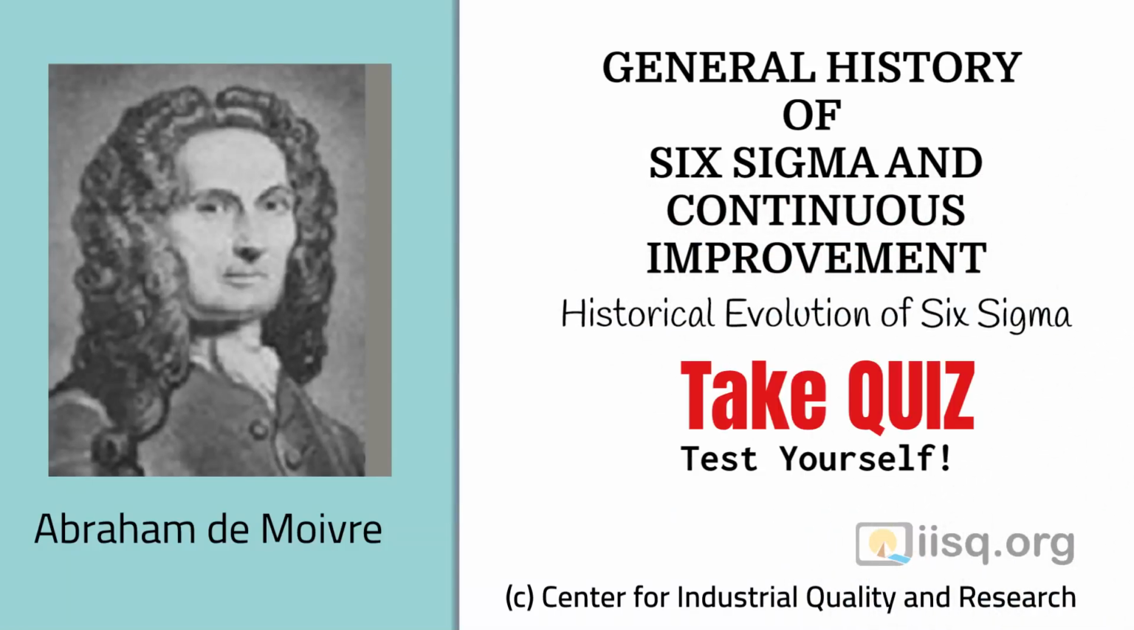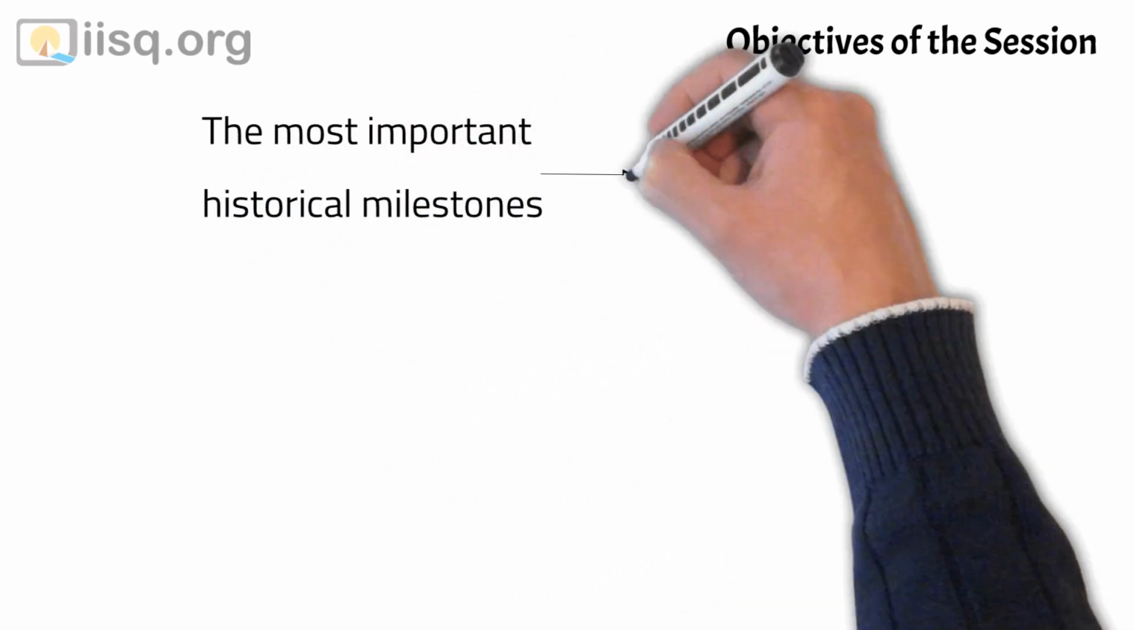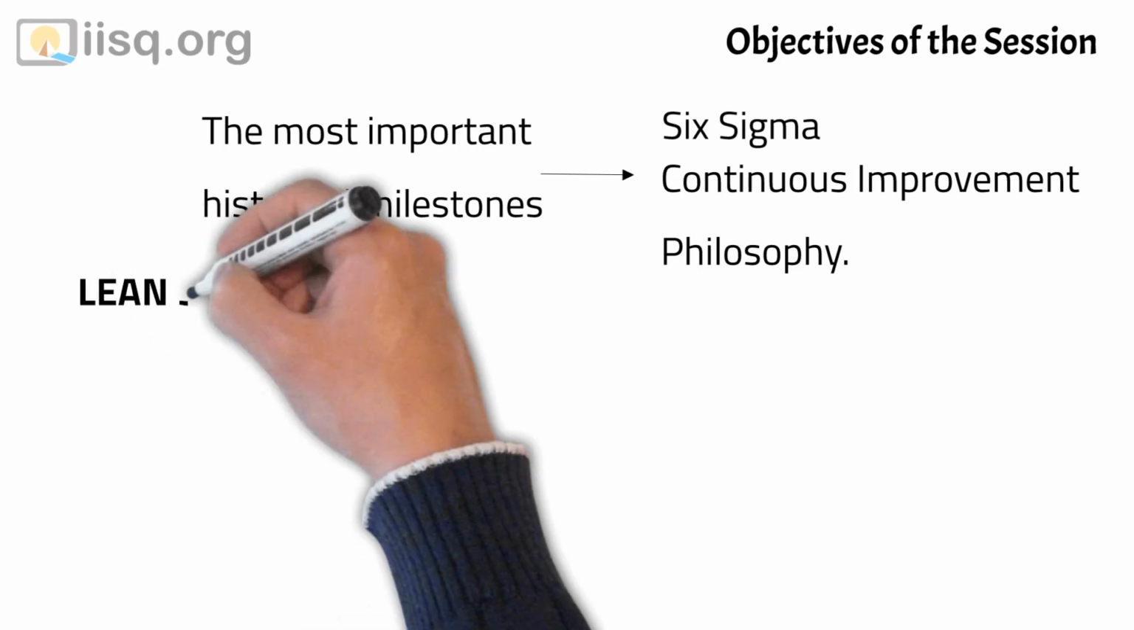General History of Six Sigma and Continuous Improvement. In this session, we shall learn in brief the most important historical milestones of Six Sigma and continuous improvement philosophy.